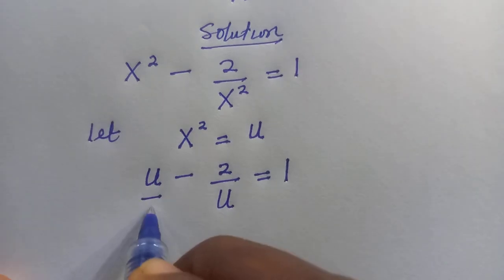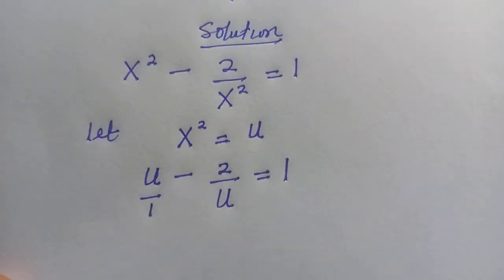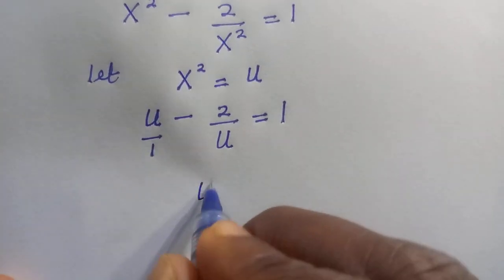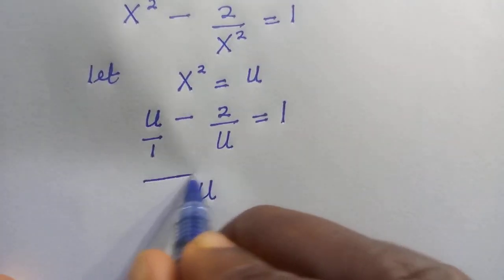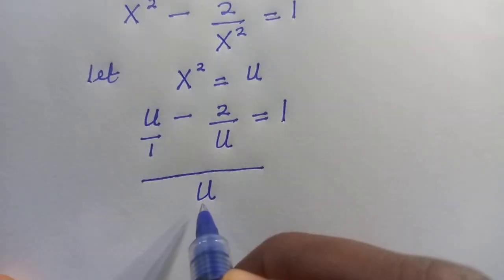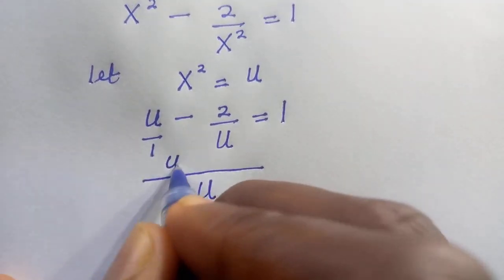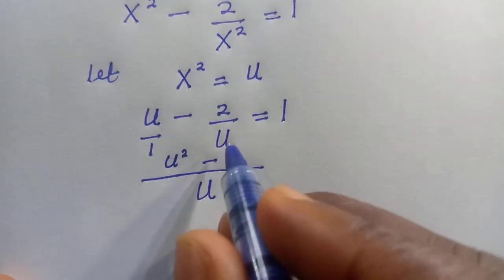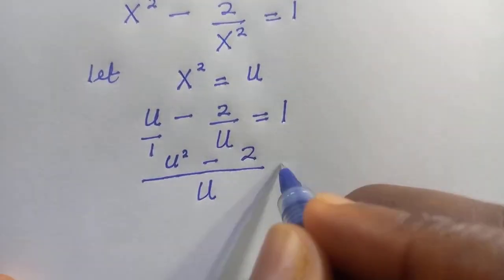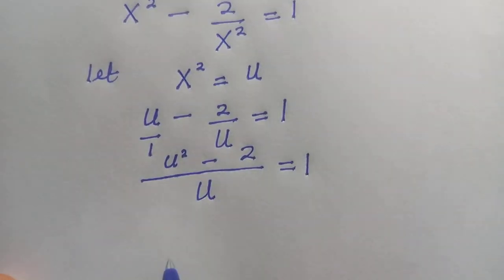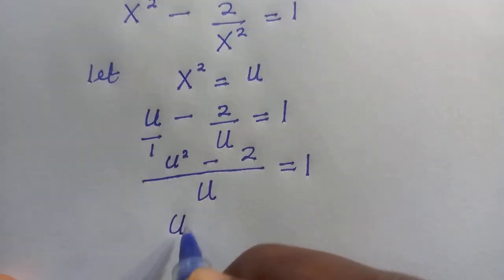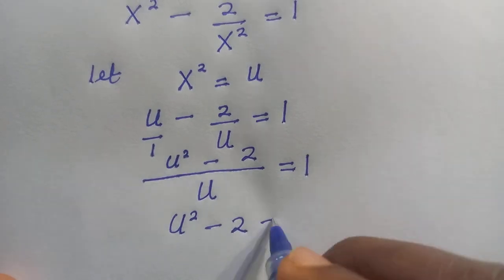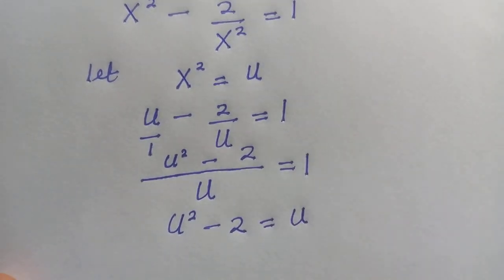So if I divide this one by 1, it means we find the LCM. If the LCM for this one is u, then we have 1 in u, that is u. u multiplied by u, we have it as u squared, minus u in u, that is 1. Then 1 multiplied by 2, we have it as 2, equals 1. So here we have u squared minus 2. When we cross multiply, everything will equal u.